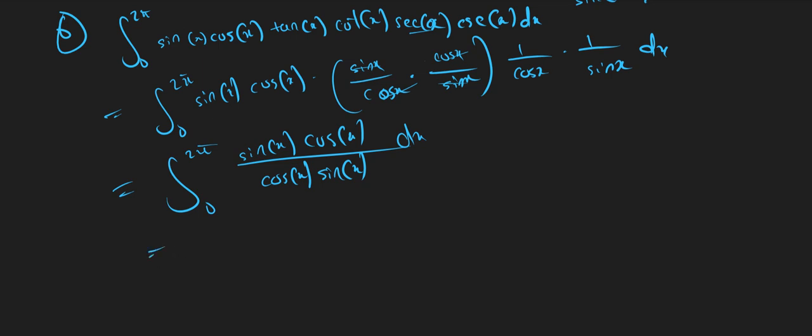So this will be just the integral from 0 to 2 pi of 1 dx, which is just 2 pi minus 0, which is basically 2 pi. So the answer to this is going to be 2 pi. Okay, that is that. Easy.